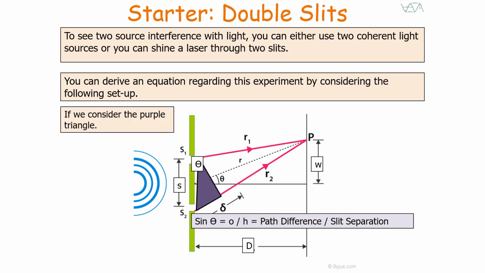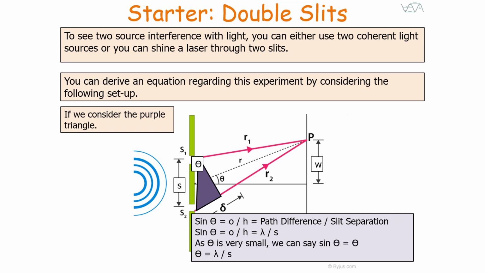Now if we use the purple triangle as shown on the screen, you can see that sine theta is equal to opposite over adjacent, a bit of trigonometry. So in this case it equals the path difference divided by the slit separation. Now we know the path difference in this case is one wavelength because it's our first order bright fringe, and we know the slit separation is S. Now because theta is very small, we can use the small angle approximation to state that sine theta is just equal to theta. So with this idea we can say theta is equal to lambda over S.